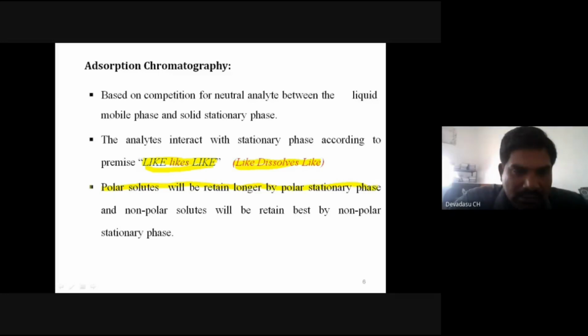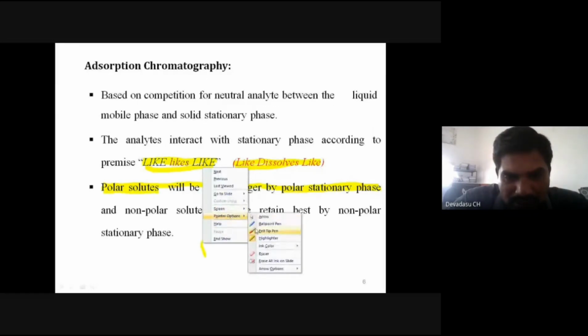We have two important things I was mentioning. Polar solutes. In the case of column chromatography also we taught polar solutes. We have seen polar stationary phases. Since polar and polar, what would be the affinity between polar and polar? Can anybody say?